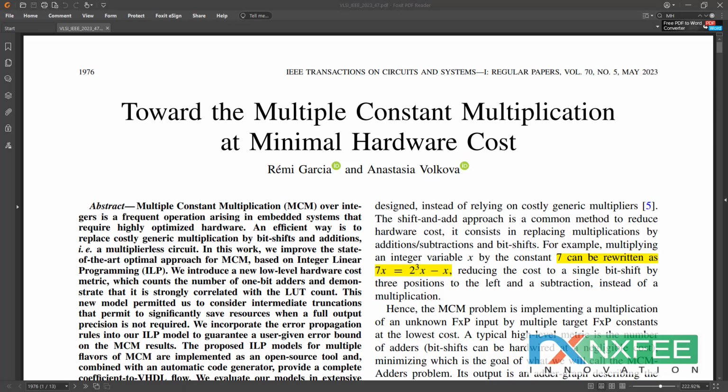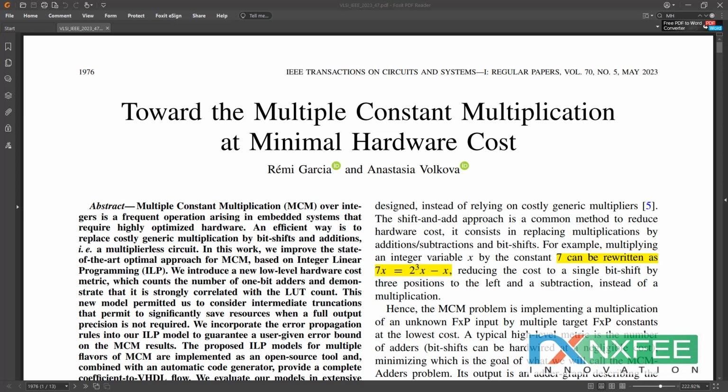Hi, here we are discussing a project toward multiple constant multiplications at minimal hardware cost. Multiple constant multiplications over integers is a frequent operation requiring highly optimized hardware in the design of VLSI. A multiplierless circuit is an efficient method for replacing costly generic multiplications with bit shifts and additions. In this paper, we enhance the current optimal approach for MCM, which is based on integer linear programming.